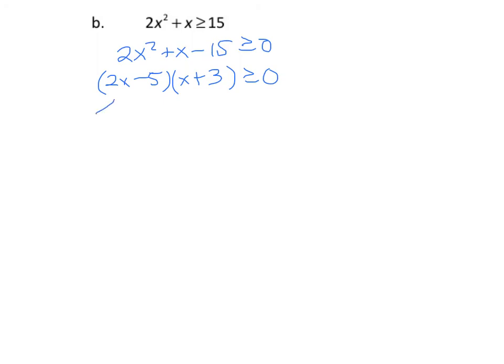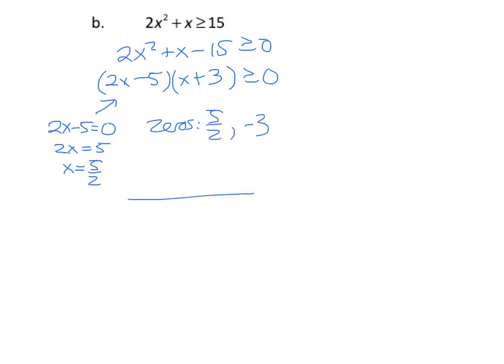So to figure out what makes 2x minus 5 equals 0, I make a little equation, add 5 to both sides, and we get 2x equals 5. Divide both sides by 2, x equals 5 over 2. So my zeros are going to be 5 over 2 and -3. So I put them on a number line. Make sure they're in order, so -3 needs to be on the left, then 5 over 2. And now we're ready to test regions.